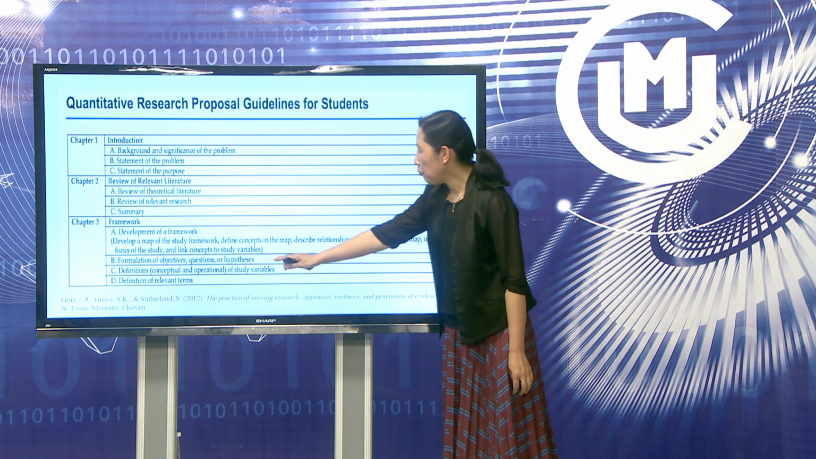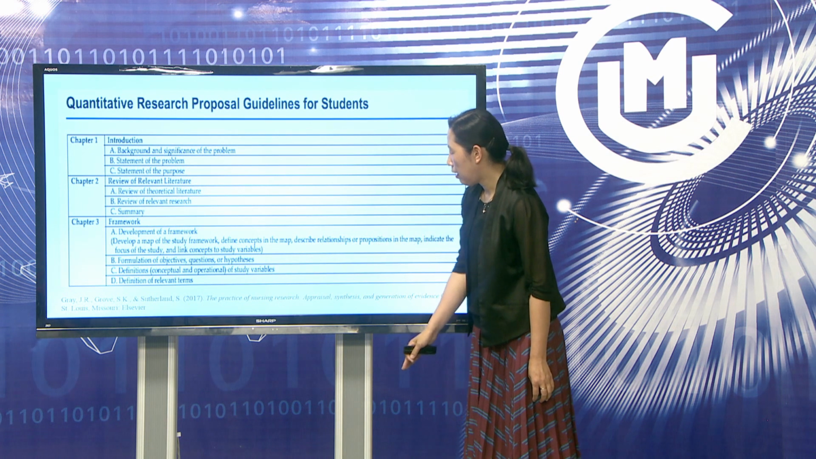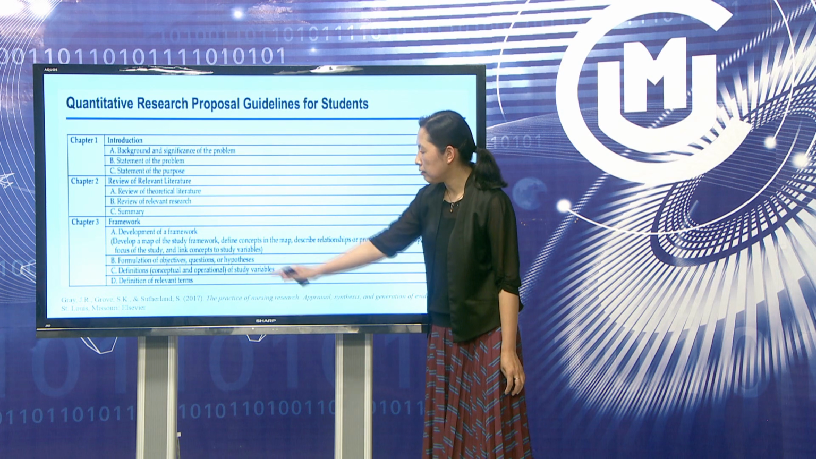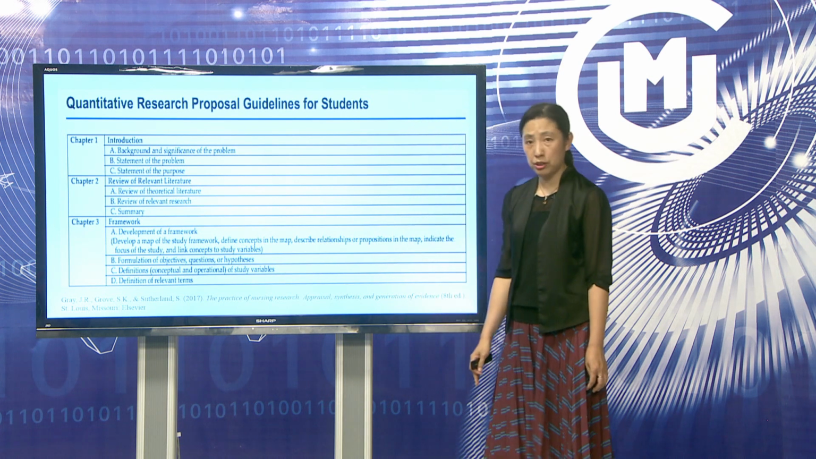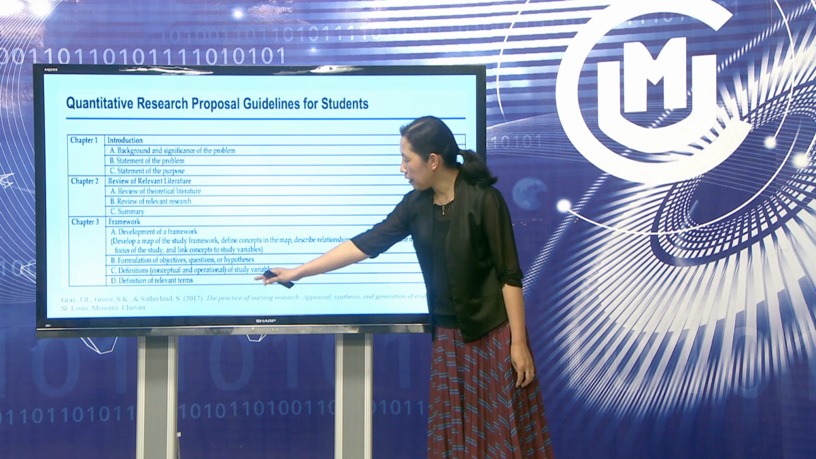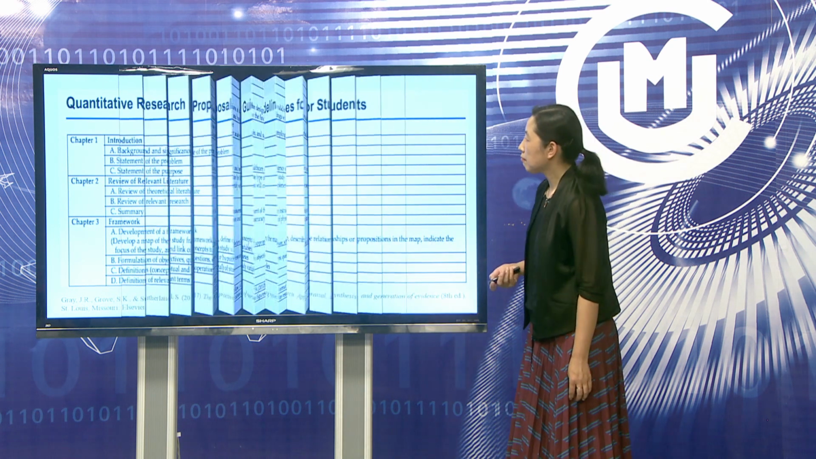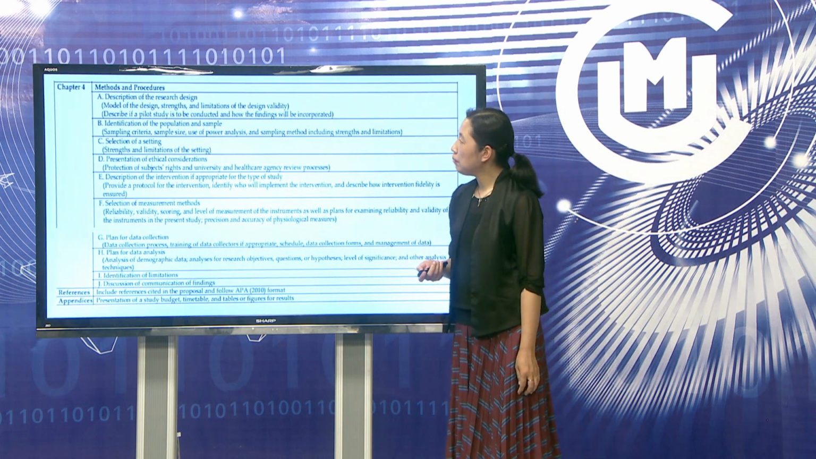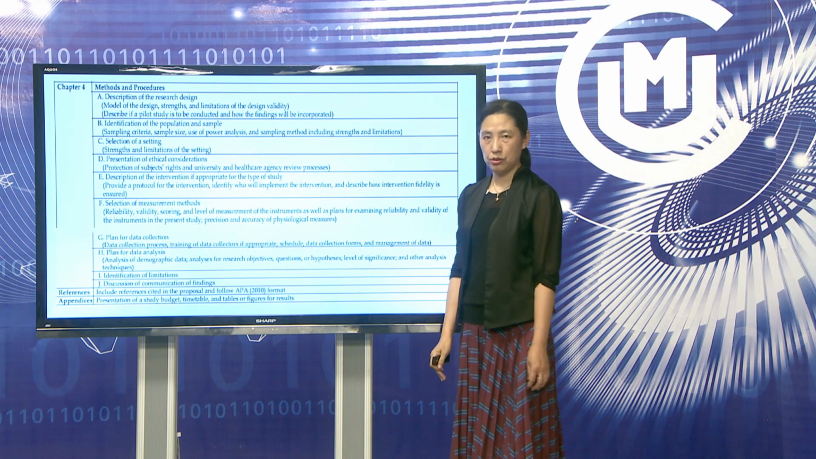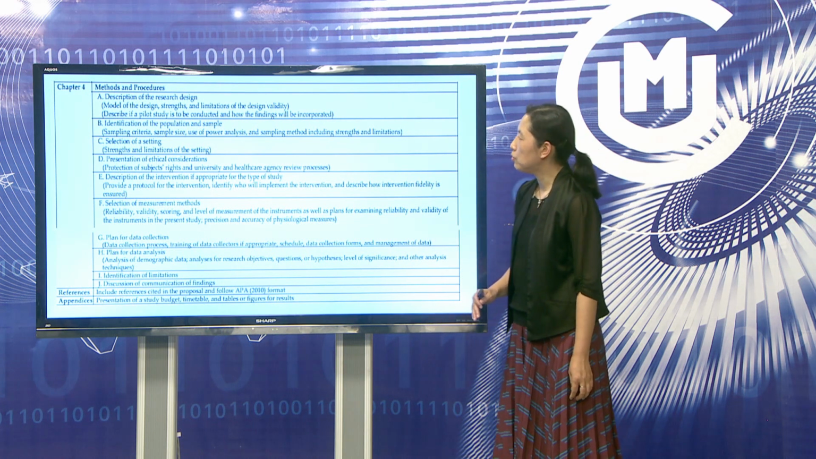And so formulation of objectives, questions or hypotheses. And then you have your definitions, including conceptual definitions and operational definitions, which we also mentioned before. And the last one is definition of relative terms, if you have. And then in chapter 4, you will write down about the method and the procedures. It's a really, really important part for the quantitative proposal.